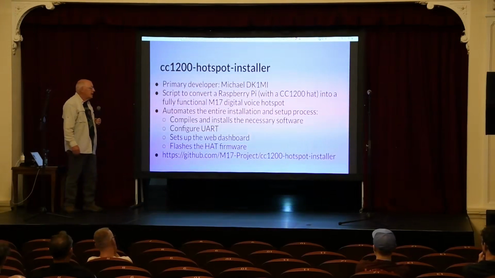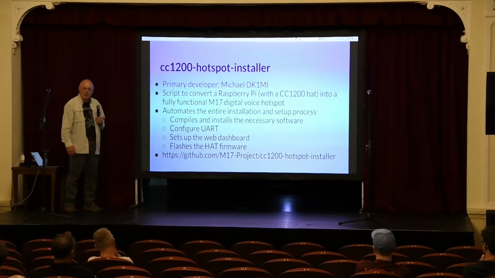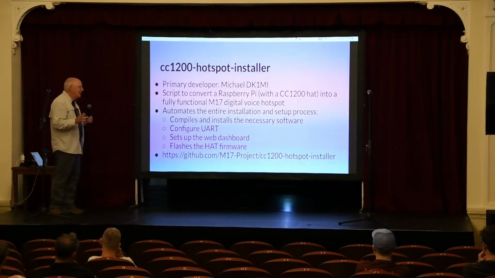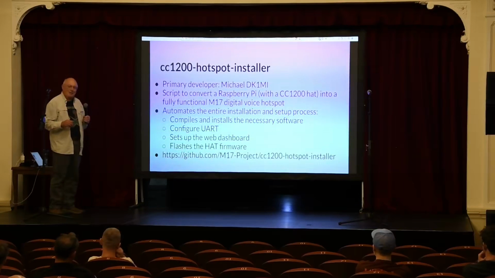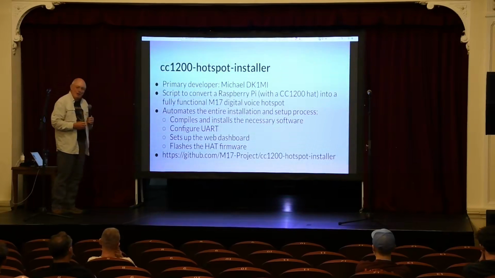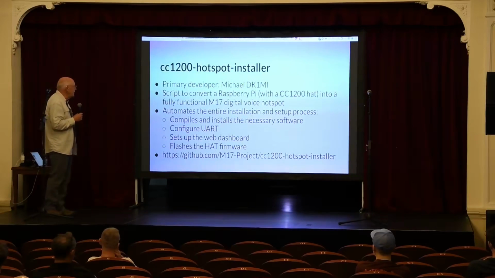So the dashboard was nice, and there actually is some pretty good documentation on the Foundation wiki about how to install that, but it involved a bunch of command line stuff on a Raspberry Pi, so it wasn't exactly user-friendly. What do you know? Michael stepped up and said, we should have a better way to do this, and so we do. CC1200 Hotspot Installer is the software he put together.